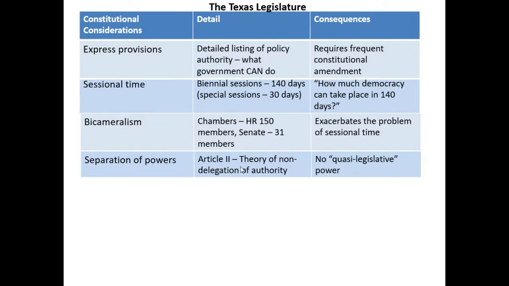That's the theory of non-delegation of authority, which means that the Texas legislature can't delegate any sort of decision-making authority to the executive branch, unlike the model under the U.S. Constitution. Again, I don't want to digress too much on these points, but let me suggest this to you by way of example. It's easier to do it by way of example. So let me think of a good one here.